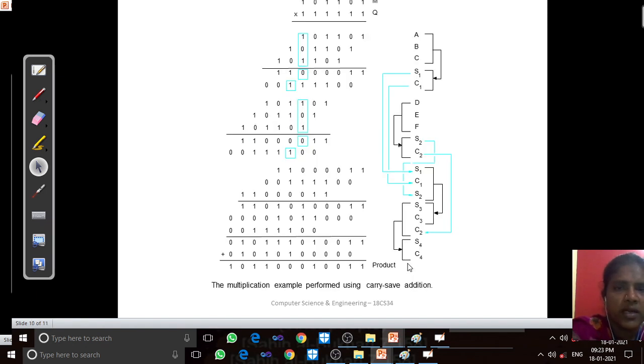This is again shown here. A, B, C are added to generate S1 and C1, D, E, F are added to generate S2 and C2, and as the name says, carries are preserved. Carries are preserved in order to generate the sum.